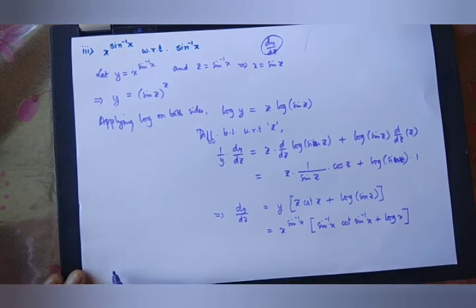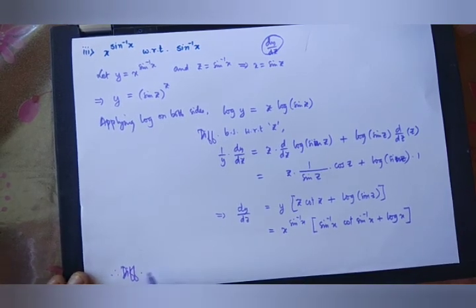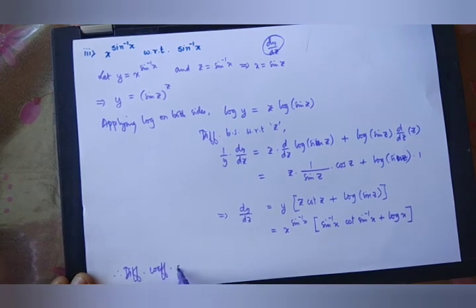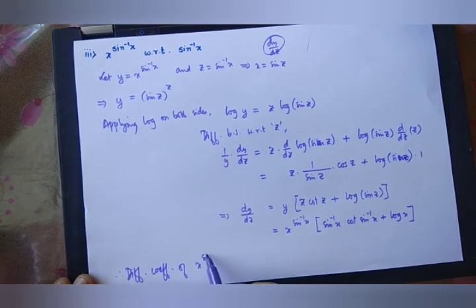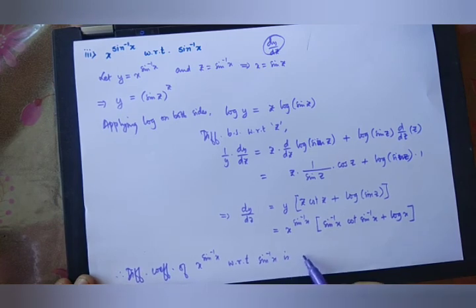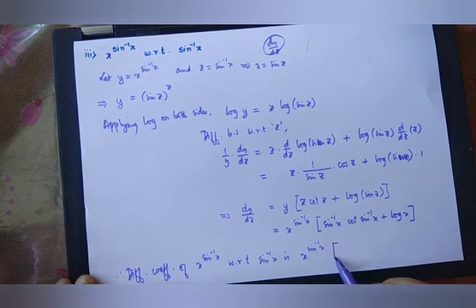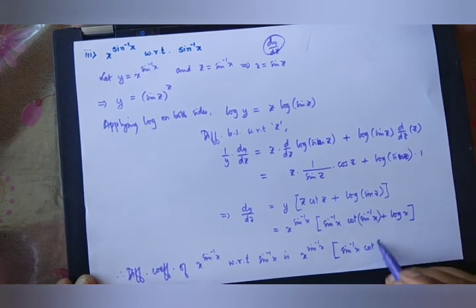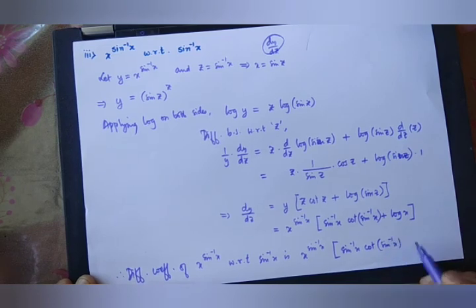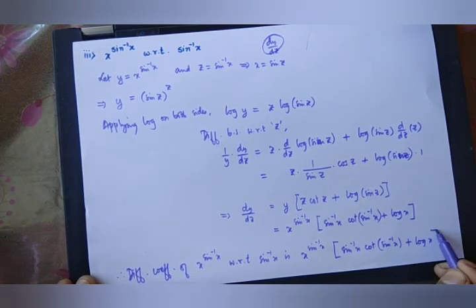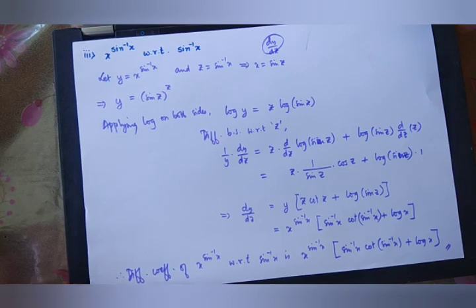So ultimately you have to write: therefore the differential coefficient of x to the power sine inverse x with respect to sine inverse x is x to the power sine inverse x times, sine inverse x cot of sine inverse x plus log x. So this is our answer. Pause the video to note down.